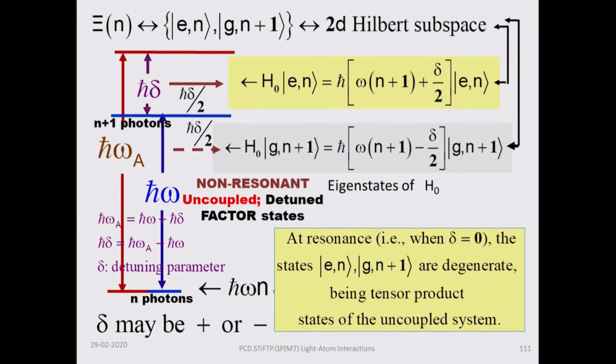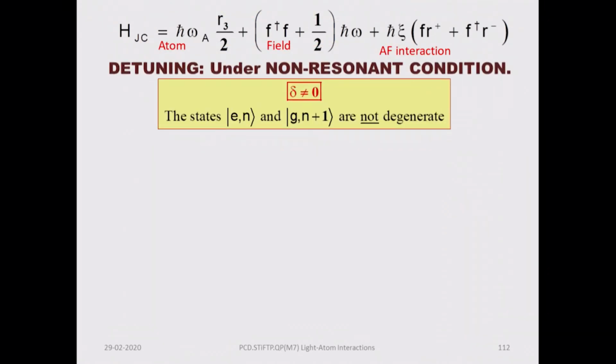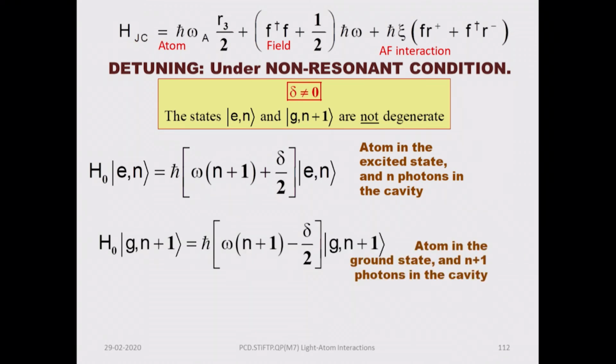Okay. So, at resonance, this will be lifted. Under non-resonant conditions, delta is not 0, so there is detuning, omega is not equal to omega A, these are not degenerate, and the atom is in the excited state with n photons, or the atom can be in the ground state with n plus 1 photons, as I pointed out earlier.